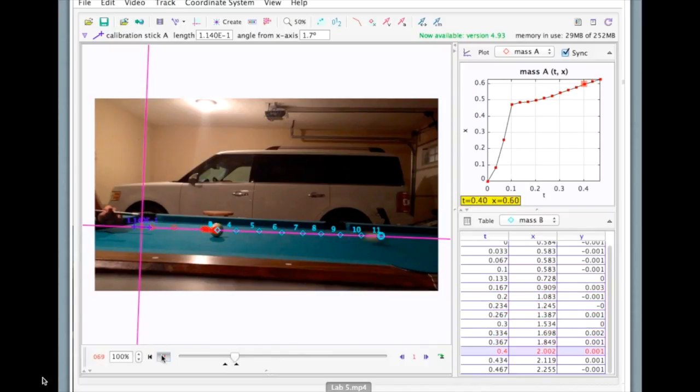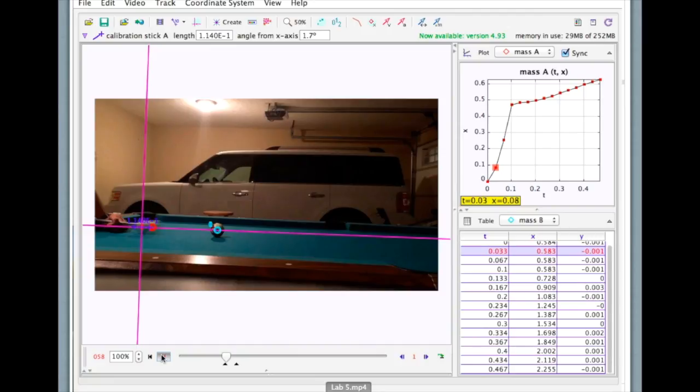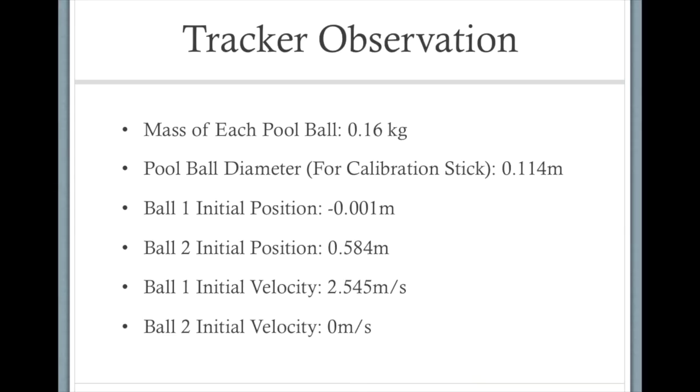The ball on the left is referenced as ball 1, and the ball on the right is referenced as ball 2. I mainly focused on x position data points, as I assumed one-dimensional motion in this system. I found the mass of each pool ball to be 0.16 kilograms. Pool ball diameter, which was used for the calibration stick in the tracker analysis, was found to be 0.114 meters. The initial position of ball 1 was found to be negative 0.001 meters. The initial position of ball 2 was found to be 0.584 meters.